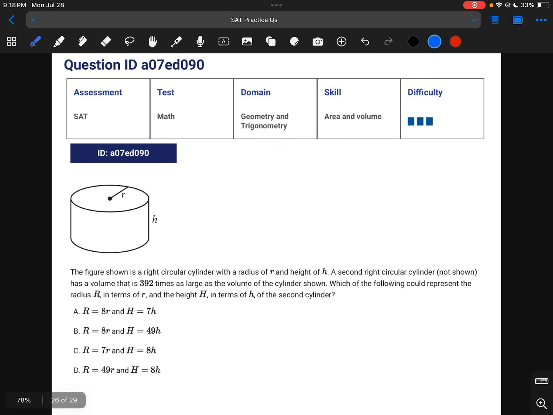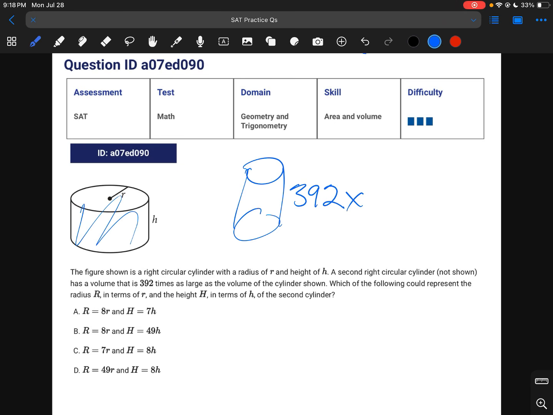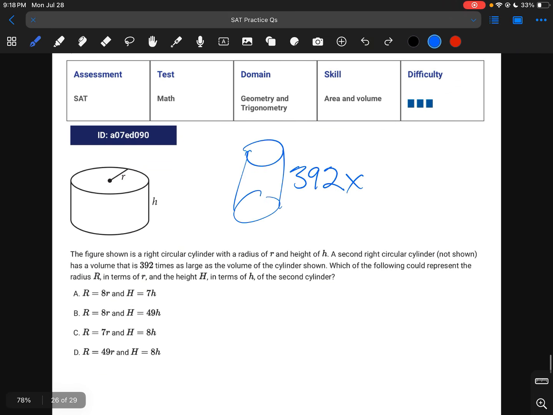So for this problem, we're told that there's a right circular cylinder with some radius r and a height of h, and a second one which is not shown to us, which we can just draw here, that has a volume that is 392 times larger than the volume of this one. So which one of these could be the r and h?